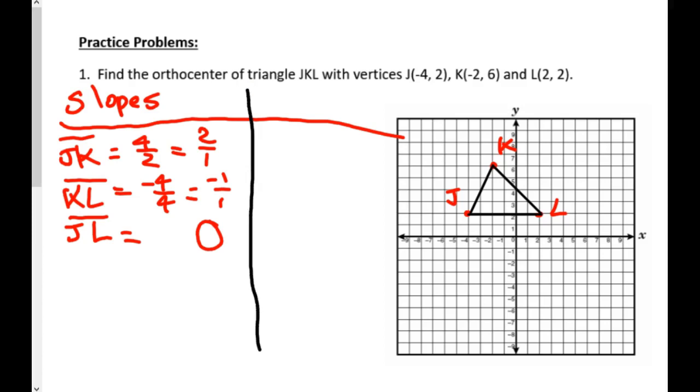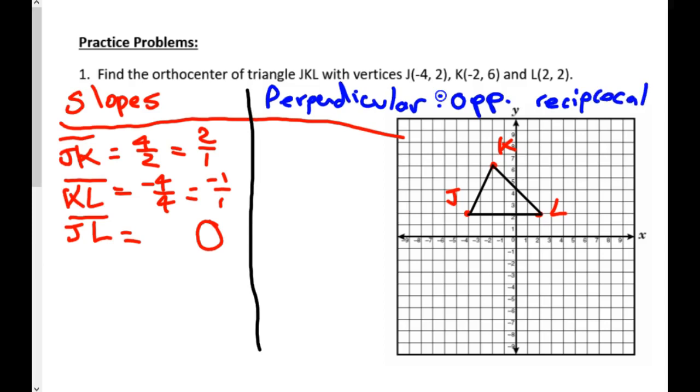What I need to do now is find the perpendicular slope. Okay? And if you don't remember what perpendicular means, it's going to be the opposite reciprocal, which means opposite changes the positive/negative sign, and reciprocal means we flip it, right? So this is old news. So what's the opposite reciprocal of 2 over 1? Negative 1 over 2. I change the sign, I flip the fraction.